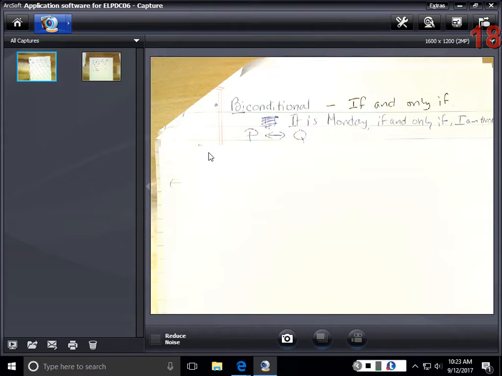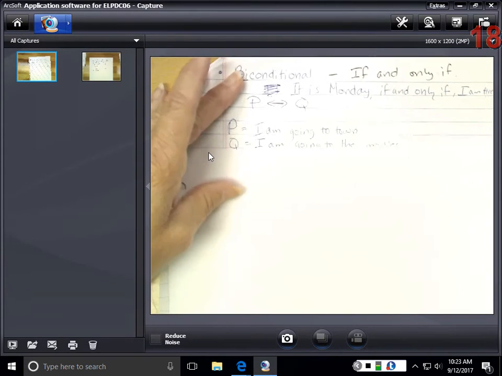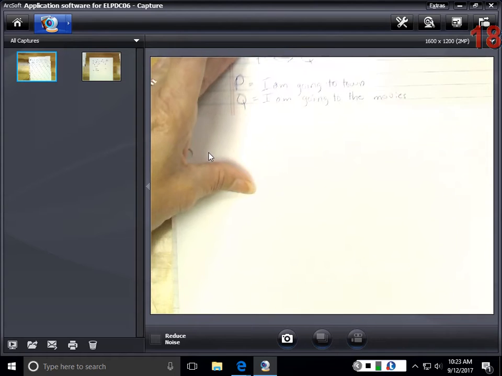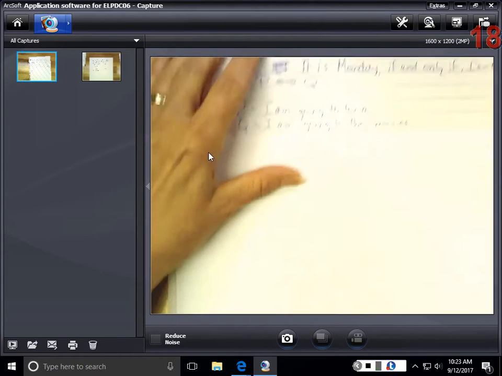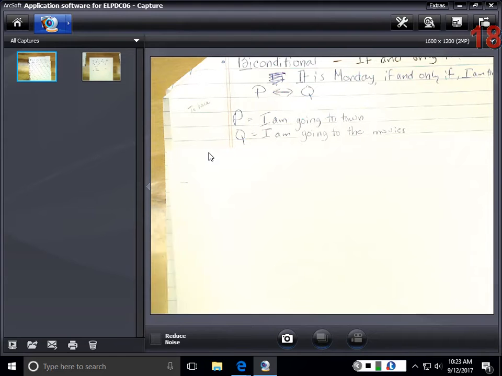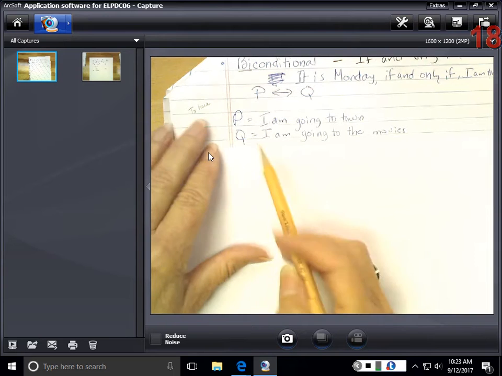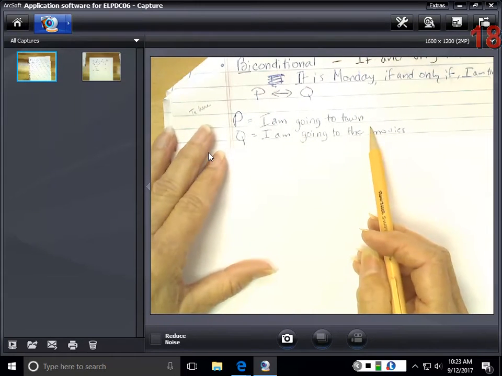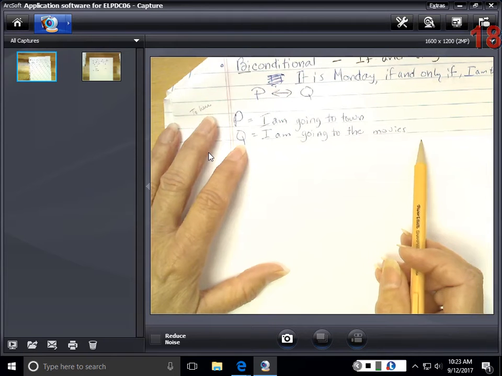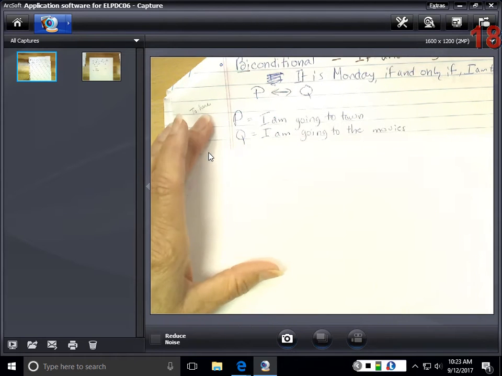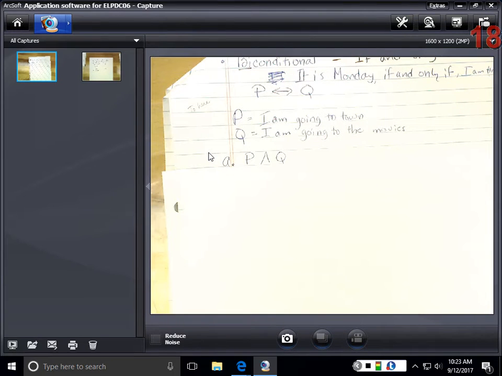So that's what a biconditional means. Okay, now let's look at some and see if we can figure them out. If you want to just watch and write this down later, you can, or you can write it as we go. It doesn't matter. P stands for I am going to town. Q stands for I am going to the movies. Now, we're going to write this in several different ways.